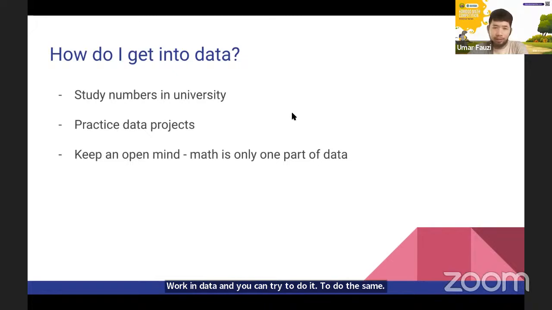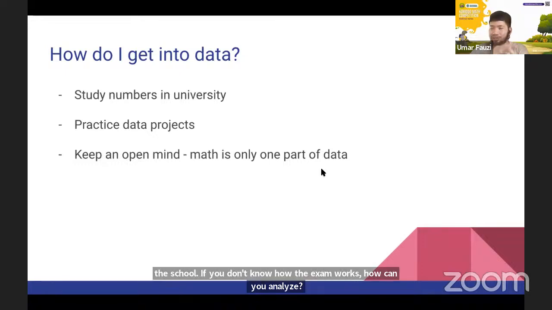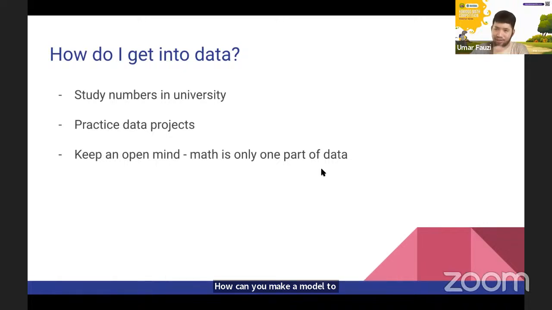And thirdly, keep an open mind, because math is important in data. It is very important, but it's not just math in data. Go back to this example of the school. If you don't know how an exam works, how can you analyze it? How can you make a model to predict cheating if you don't know how exams work? So it's not just about learning math. You have to learn it, but you have to learn a lot of other things, especially about whatever you're analyzing or want to be a data scientist in.